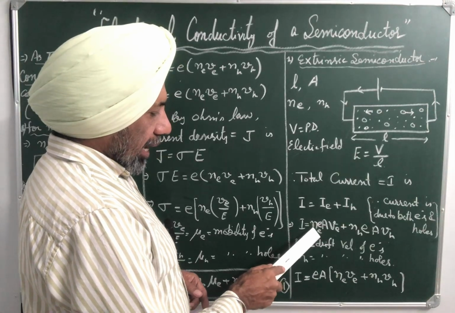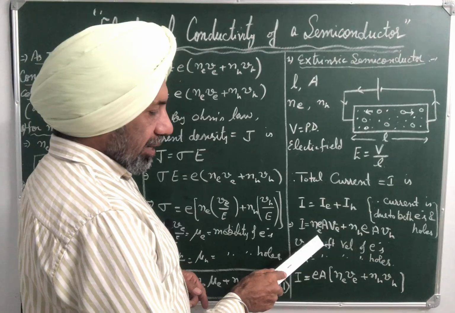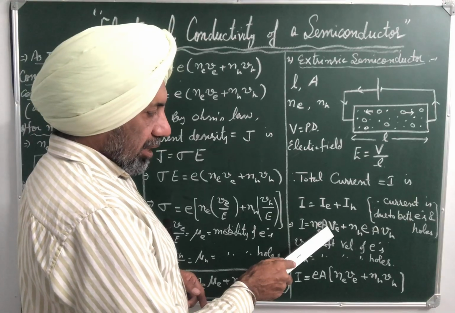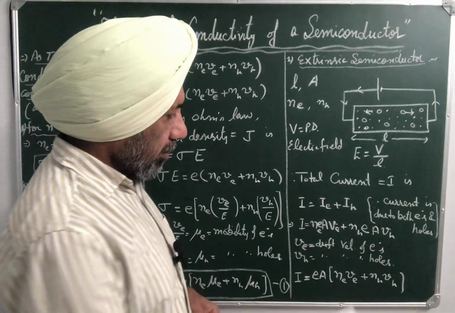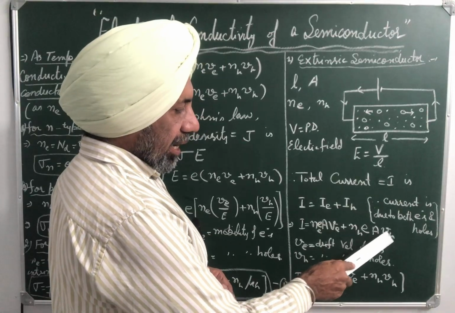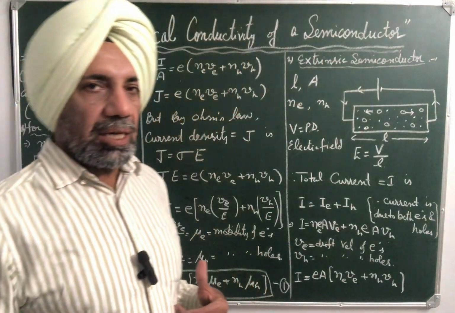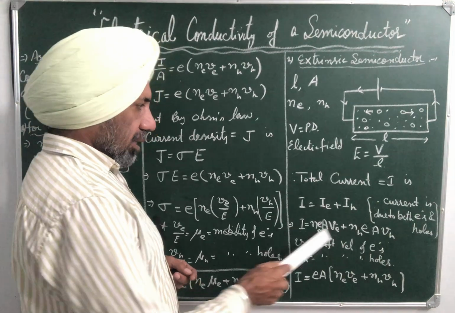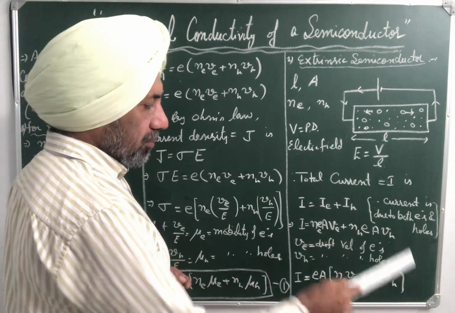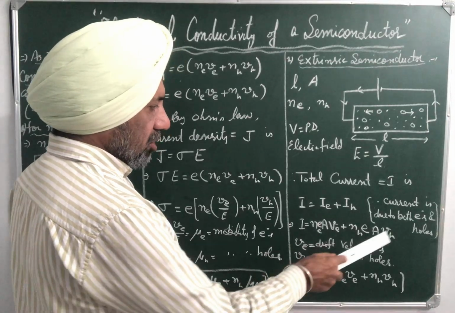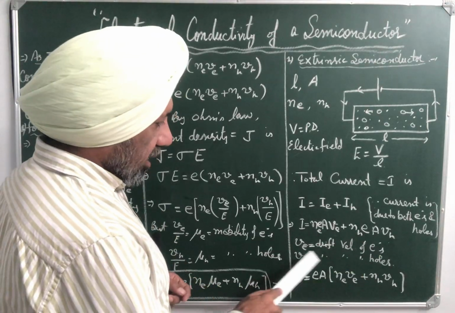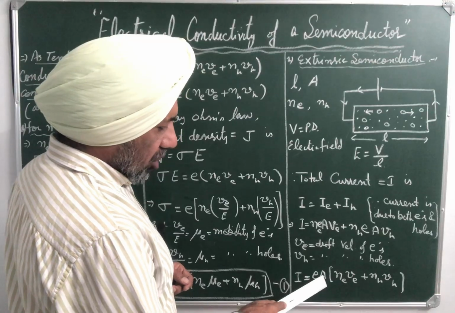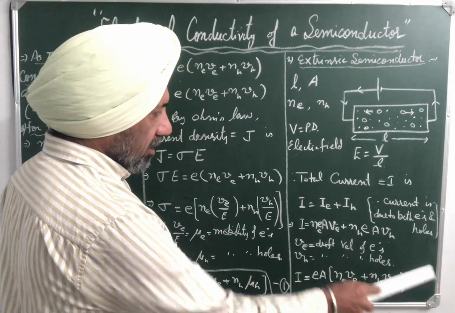Then I = Ne e A Ve + Nh e A Vh, where Ne is the number density of electrons, e is the charge on an electron, A is the area of cross section, because the relation between drift velocity and current is I = n e A Vd. Here current is due to both electrons and holes. We have two terms: this term is due to electrons, this term is due to holes. Ve is the drift velocity of electrons and Vh is the drift velocity of holes. Therefore I = e A (Ne Ve + Nh Vh), taking e A as common.